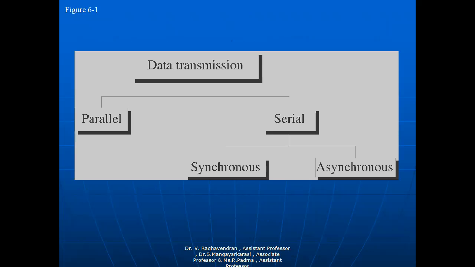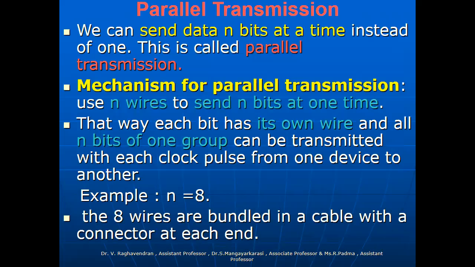Only one way is followed for parallel transmission. Two different ways are used for serial transmission: one is called synchronous, the other is asynchronous. Now we will discuss them one by one. The first one is parallel transmission. Parallel transmission means we send n bits at a time instead of one.